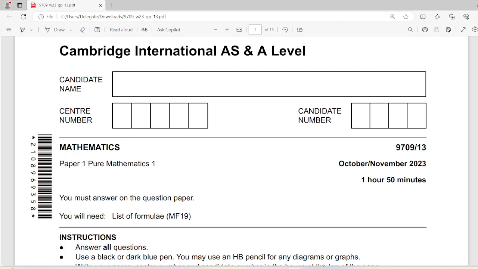So today we are going to solve Pure Mathematics 1, October-November, variant 1-3.